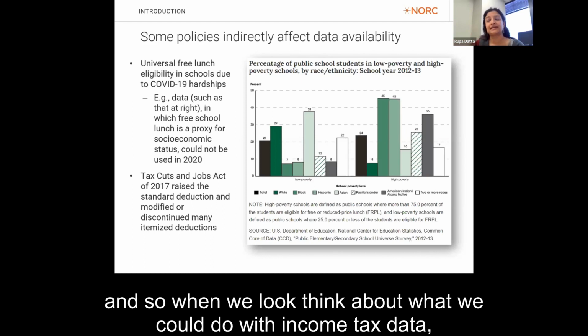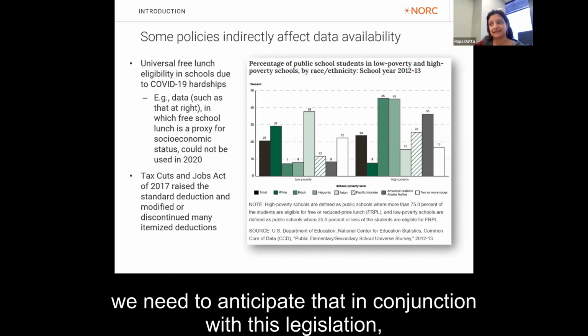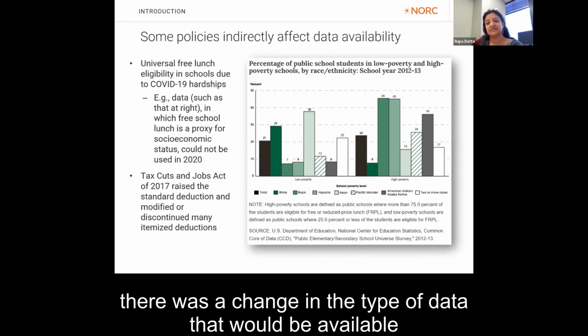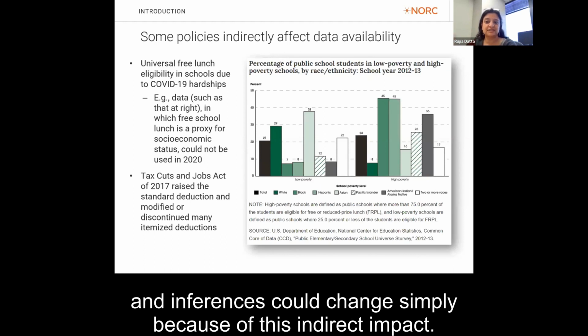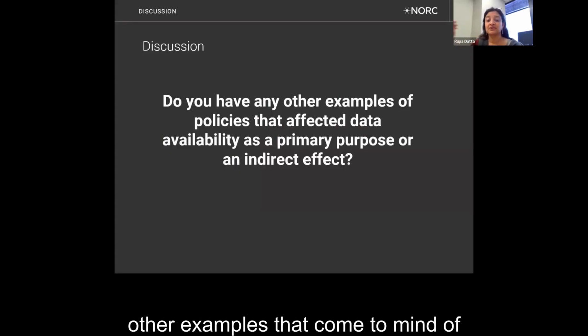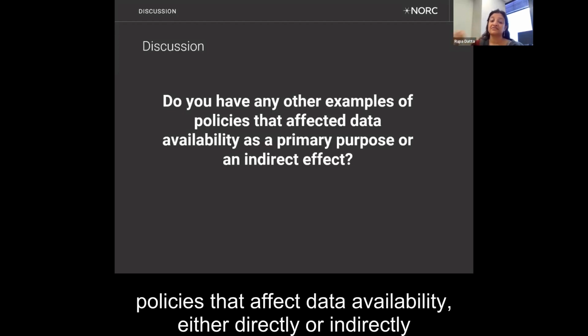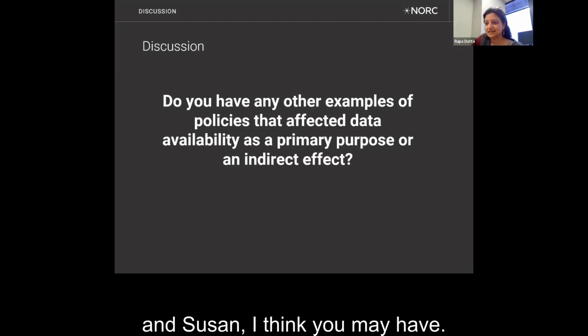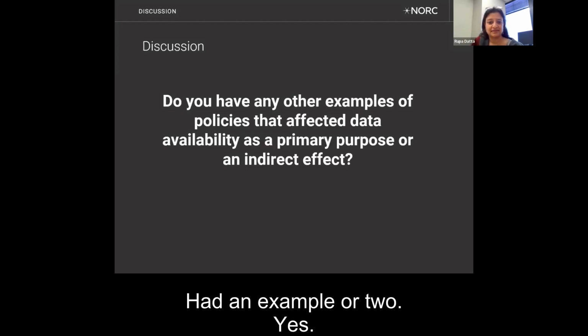And so when we think about what we could do with income tax data, we need to anticipate that in conjunction with this legislation, there was a change in the type of data that would be available, and inferences could change simply because of this indirect impact. So I'd be curious whether there are other examples that come to mind of policies that affect data availability, either directly or indirectly. And Susan, I think you may have had an example or two.